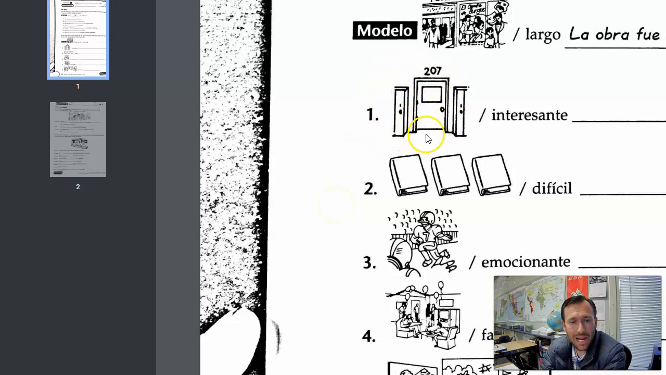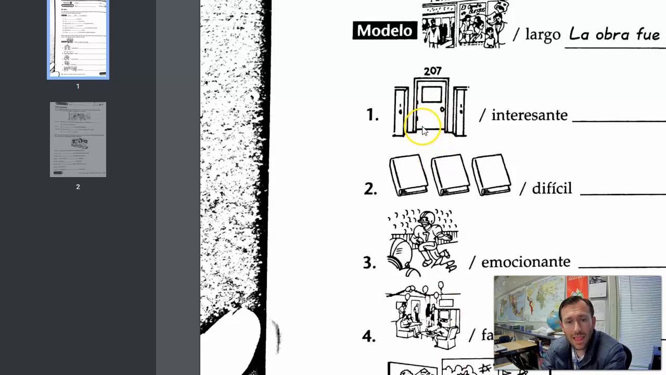This would be la clase, right? La clase. Number 2, los libros. Los libros. Number 3, el juego. El juego. Number 4, la fiesta. La fiesta. And number 5, el arte. El arte. Maybe those are movies. I don't know. But we're going to go with art just to be safe.